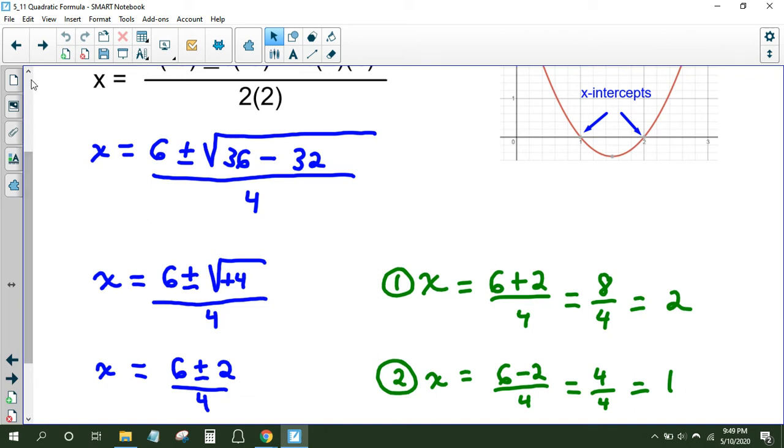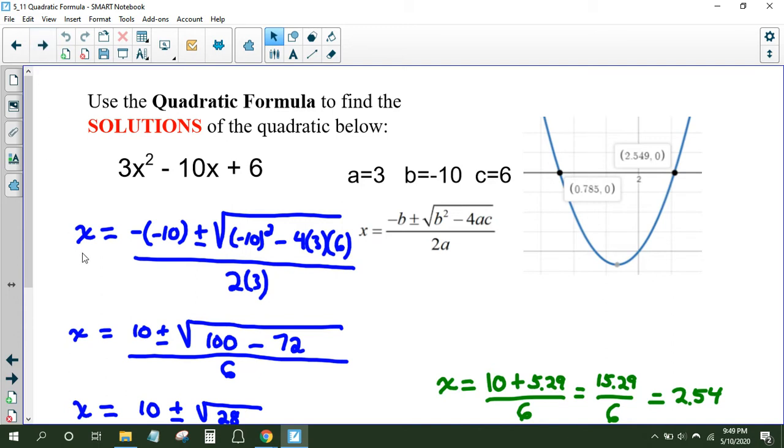That was our first example. We're going to go through another one. Here's one where we are going to run into solutions that are decimals, not whole numbers. Our equation is 3x squared minus 10x plus 6 equals 0.